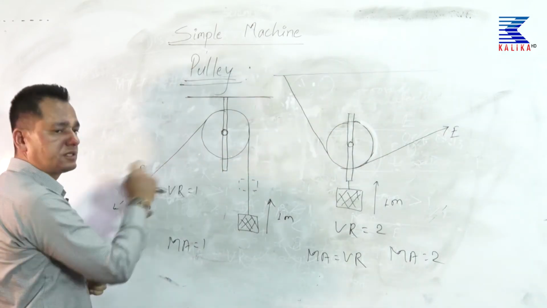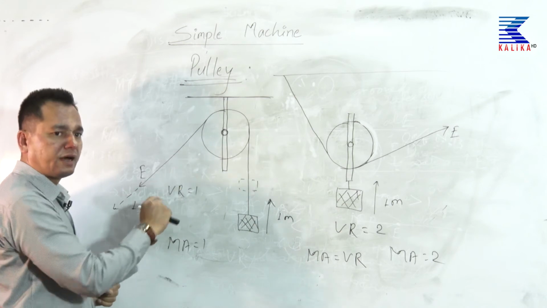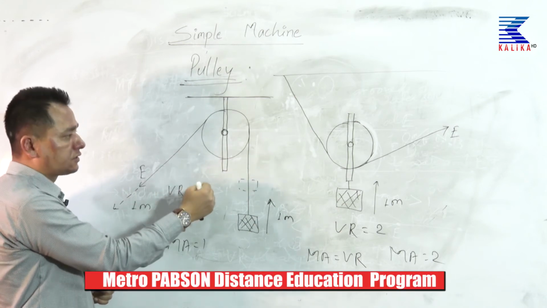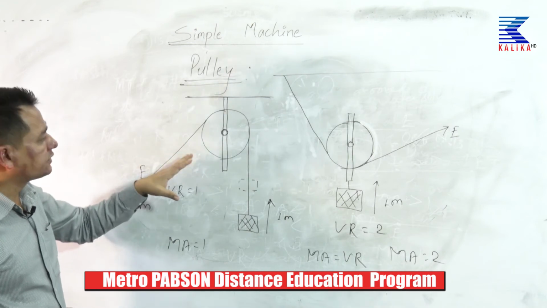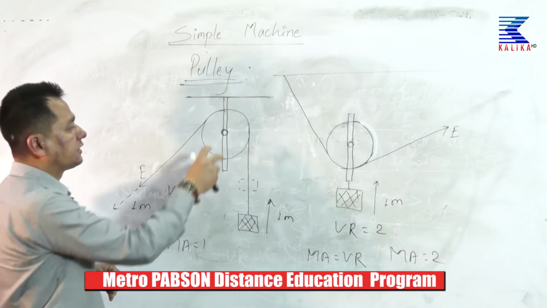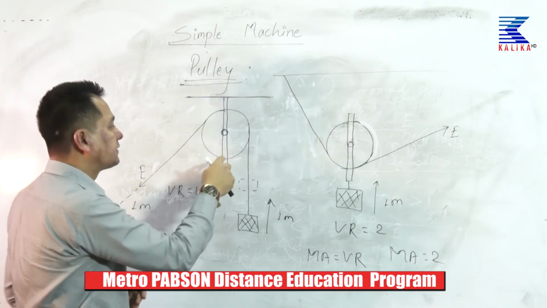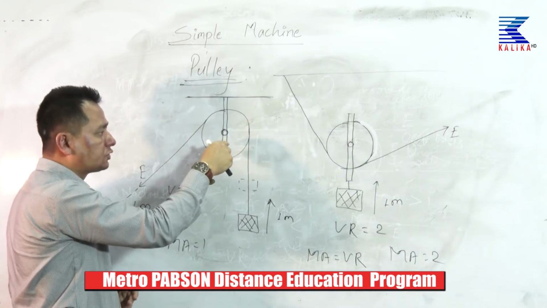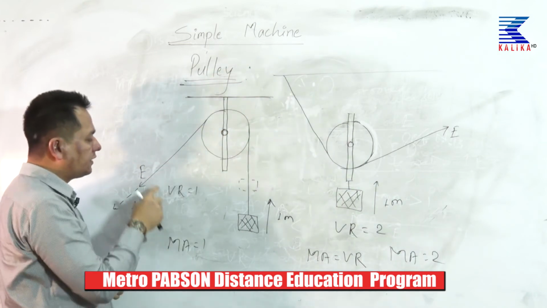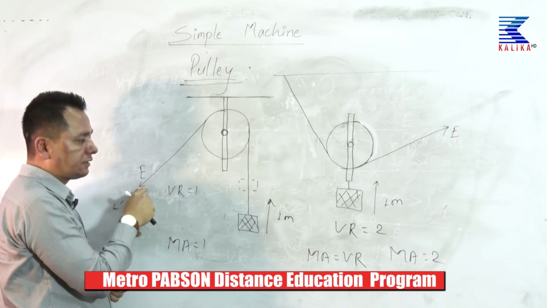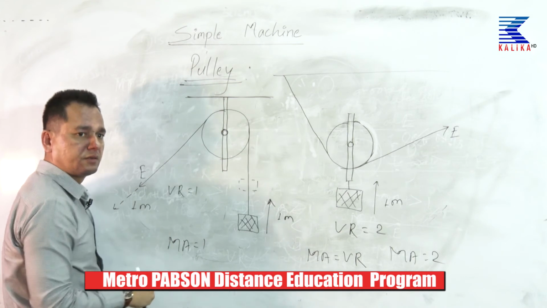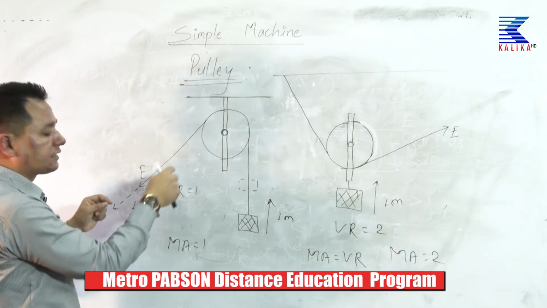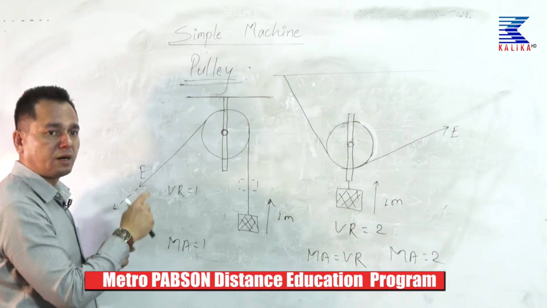But still we use the fixed pulley, although it does not magnify. In practice, MA is definitely less than 1 here, because here we have ignored the friction. But in practice, there is friction. So because of this friction, the effort that we need to apply becomes greater than the load. But still we use it. The reason? It helps us to change the direction of applied force.